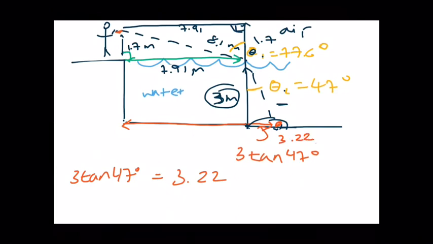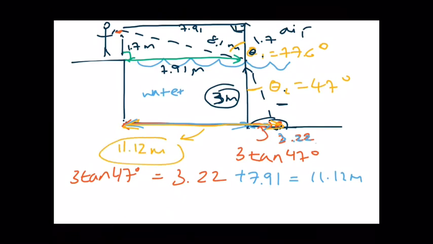And now we can actually find this entire distance. We know from here to here it's going to be 7.91, and then from here to here it's going to be 3.22. So it's just basic addition. We'll add this with 7.91, and that is going to give us 11.12 meters. This entire distance here is going to be, let me actually use yellow to mark that, 11.12 meters. And look at that, we just found our answer using some trigonometry and Snell's law.